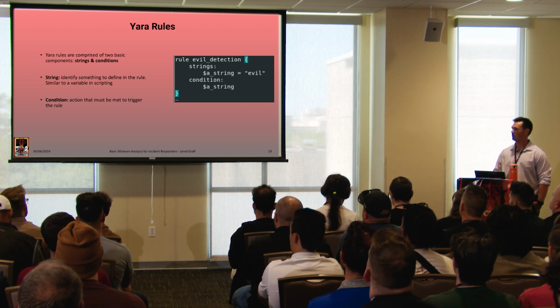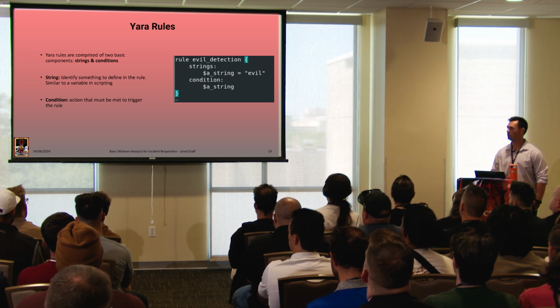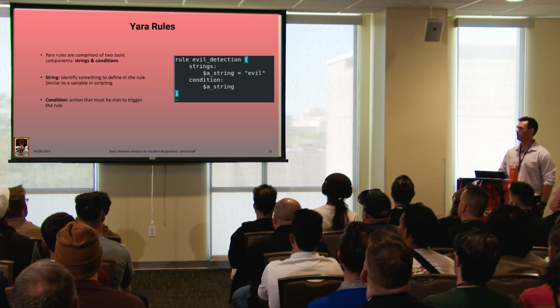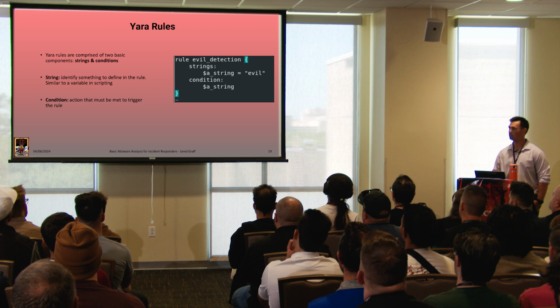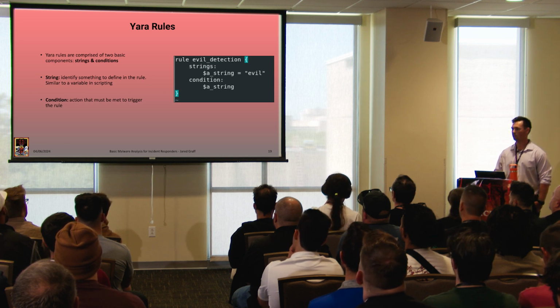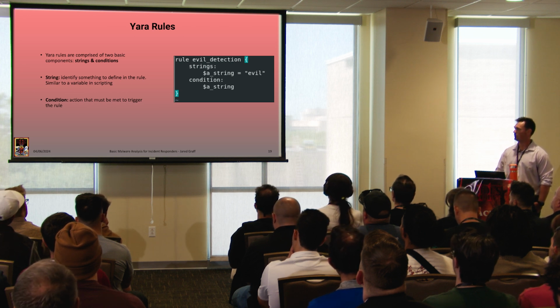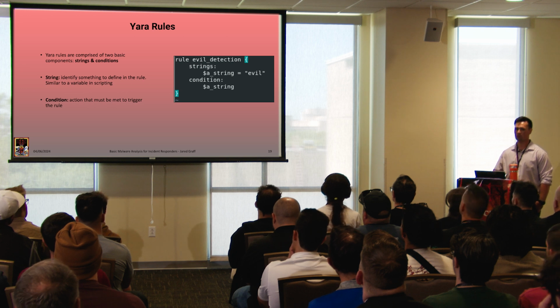And then the next component of the rule is the condition, and this is the action that must be met to trigger the rule. You can see this rule is very simple. We're just looking for $a, which we defined earlier as the string "evil". And something I forgot to mention at the top: the rule is named evil_detection. This is just where we're naming our rule.